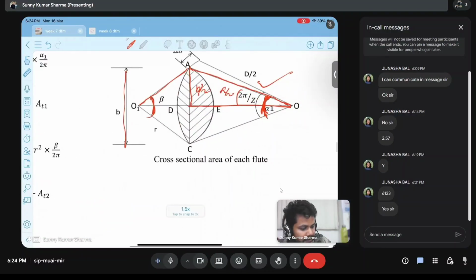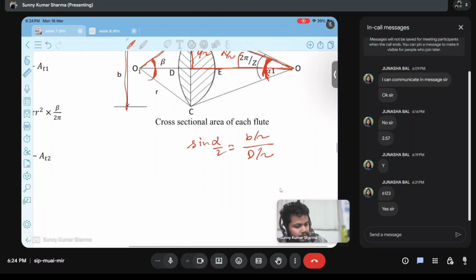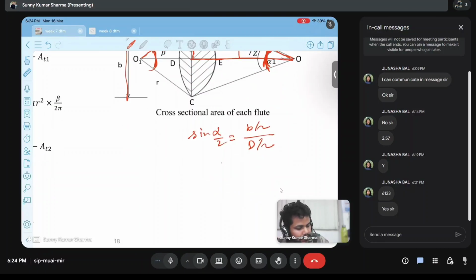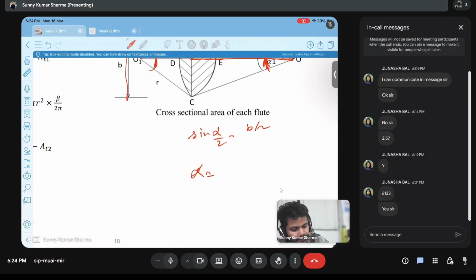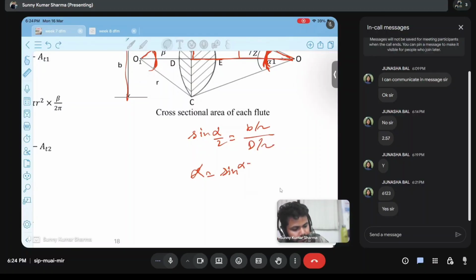So what will be the equation for this chamber? This will be sin alpha by 2 is equal to d by 2 by 2. So alpha will be equal to 2 sin inverse, that is alpha by 2 will be sin inverse d by 2.